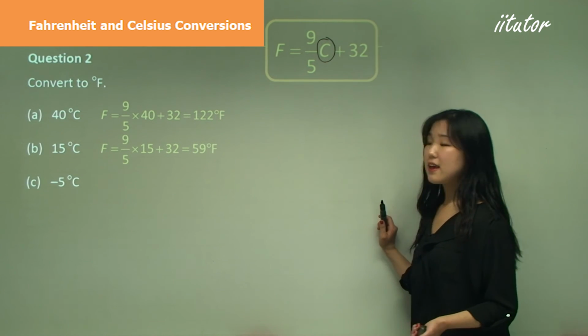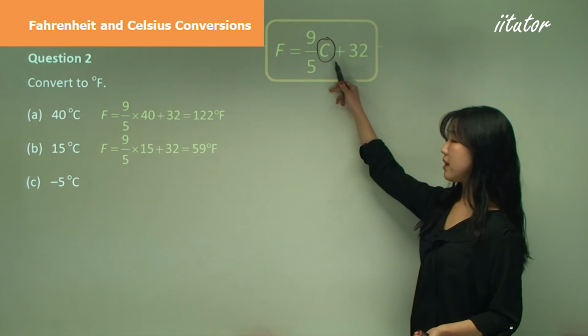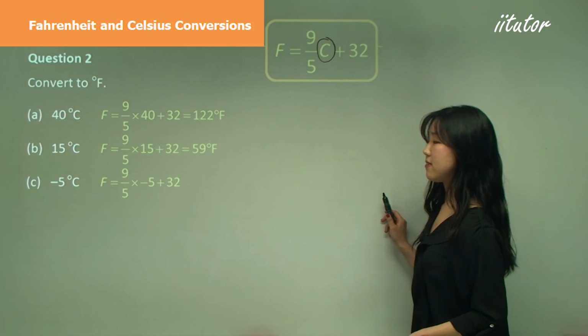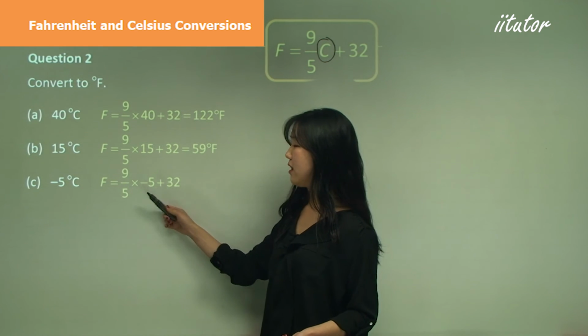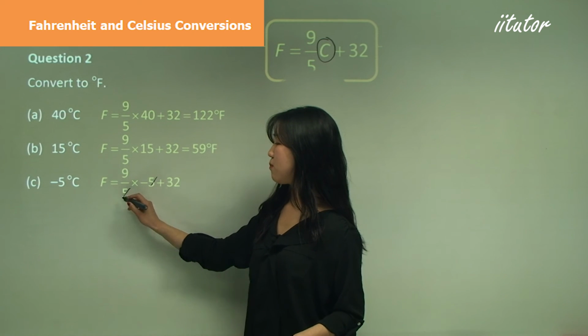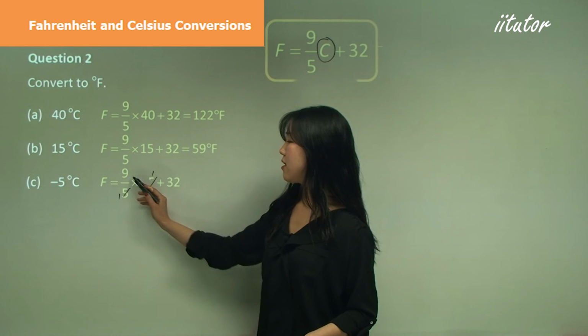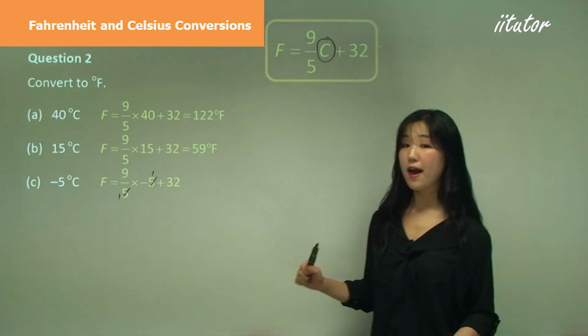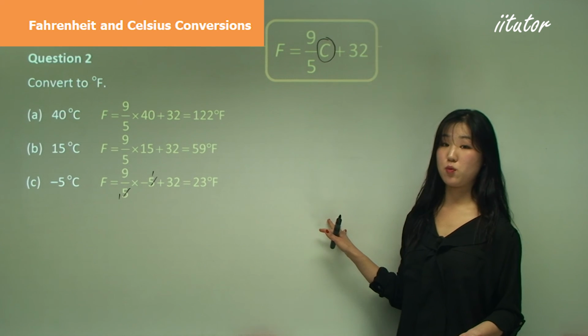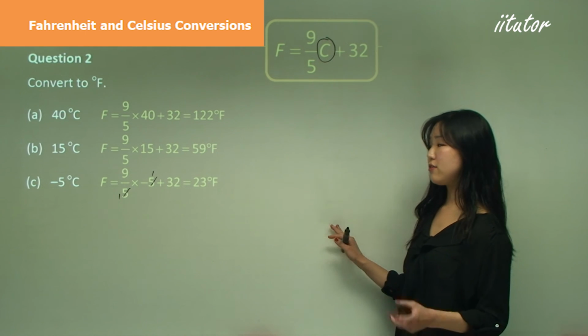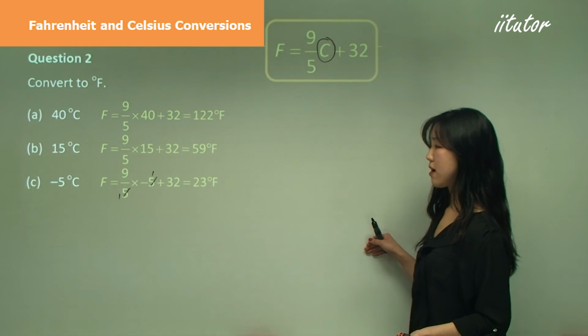Now C, negative 5 degrees Celsius, we'll put negative 5 into here, like this. So make sure you keep the negative sign. If I divide these, this becomes 1 and 1. So 9 times negative 1 is negative 9, plus 32 will become positive 23 degrees Fahrenheit. So even if it's negative, you can do the same kind of thing.